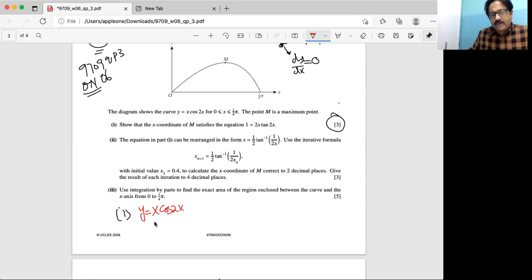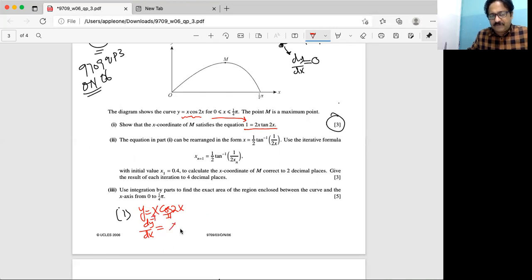Now let's differentiate this, dy dx. If somebody says, sir, how do we know that we will do differentiation? Look, it is clearly mentioned here that the point M is a maximum point, and show that the x coordinate of M satisfies this equation. It means they have done something here, and they got this result. Since they mentioned the maximum point M, it is a signal that we will do differentiation.